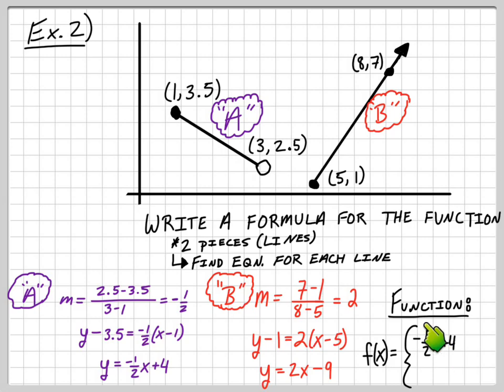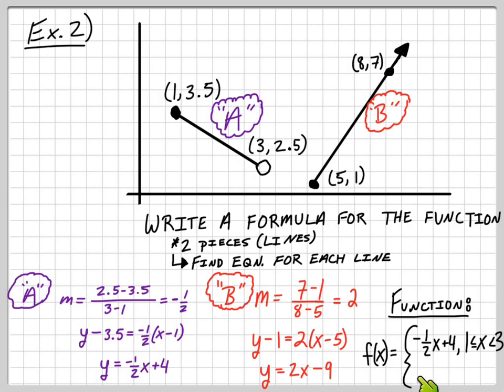So that's only for when x is between 1 and 3. So the domain is only for x between 1 and 3, and that 3 is not included. So everything greater than or equal to 1, but strictly less than 3. So that's the first piece.